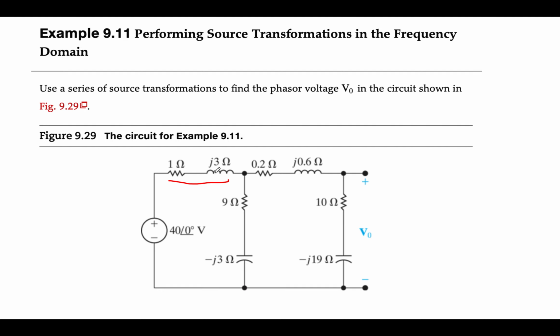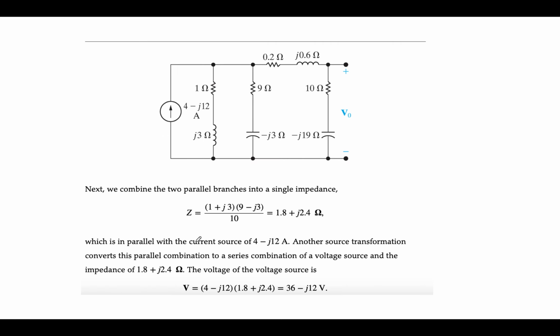So the easiest thing to do is to take your 1 plus J3 and convert that to polar form. Once again, if you don't know how to convert to polar form, that's something you absolutely need to learn how to do before the last exam. So you would convert 1 plus J3 to polar form. You would take 40 angle 0, divide by 1 plus J3, and what you should get is 4 minus J12. And then the 1 plus J3 appears in parallel. You then look at the parallel combination of these two. So that would be the product over the sum to get an equivalent impedance here. That gives you 1.8 plus J2.4.